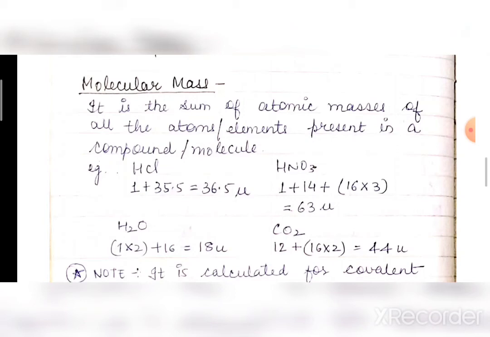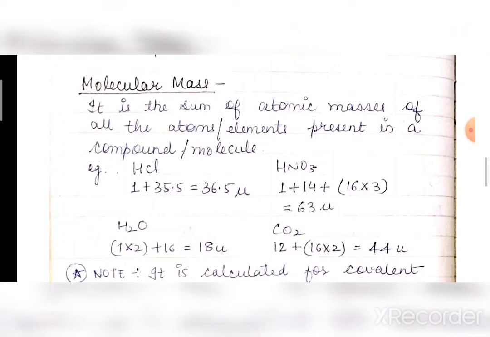HNO3 is nitric acid. Hydrogen 1, nitrogen 14. Oxygen is having mass 16, but it is 3 times. That means 3 atoms of oxygen are there. So we have to multiply it by 3. So hydrogen 1, nitrogen 14 plus 16 into 3. So total will be 63 U.